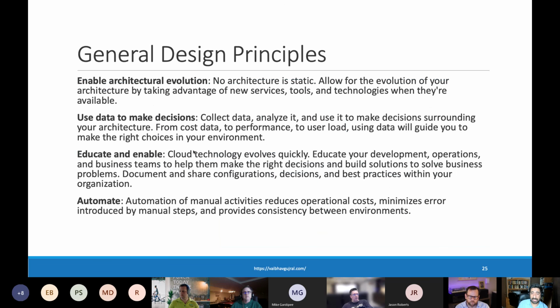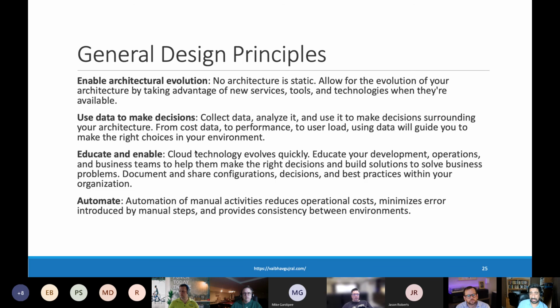In addition to the well-architected framework, there are some consistent design patterns that you can consider throughout your architecture. Number one, there is no architecture that is static, so always opt for evolutionary architecture. Allow for the evolution of your architecture by taking advantage of new services, tools, and technologies whenever they are available.